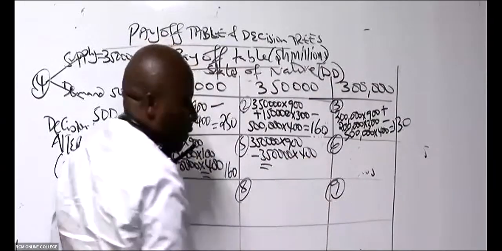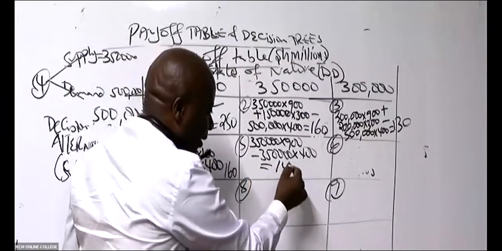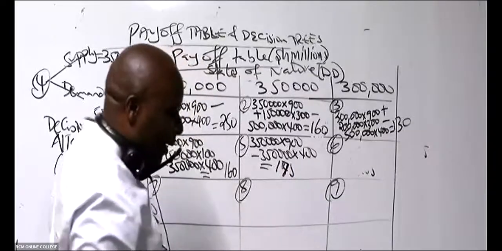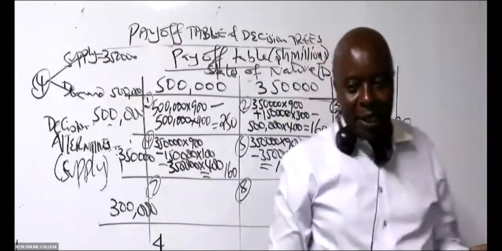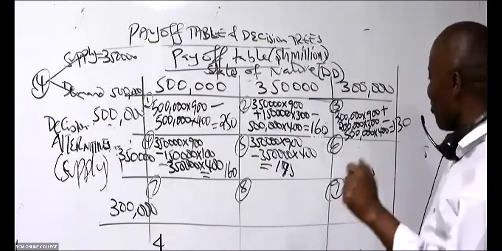So then this one here will give us what figure? This one here, they are comfortable. 145. This is 175. Now here is where they have seen darkness. Let us look carefully.